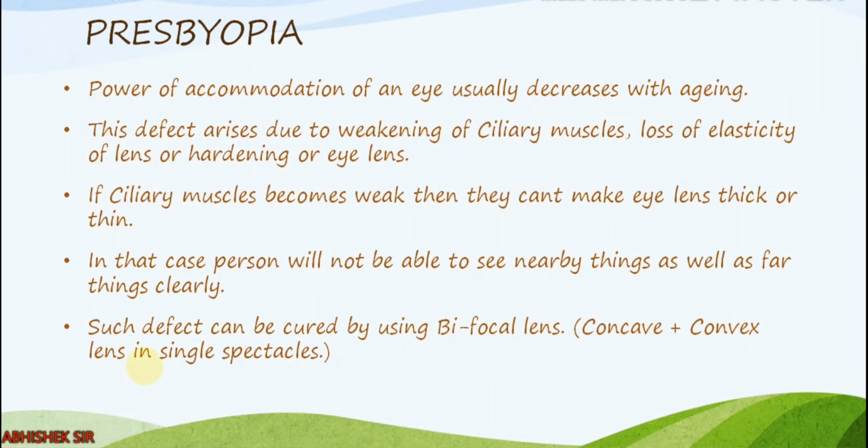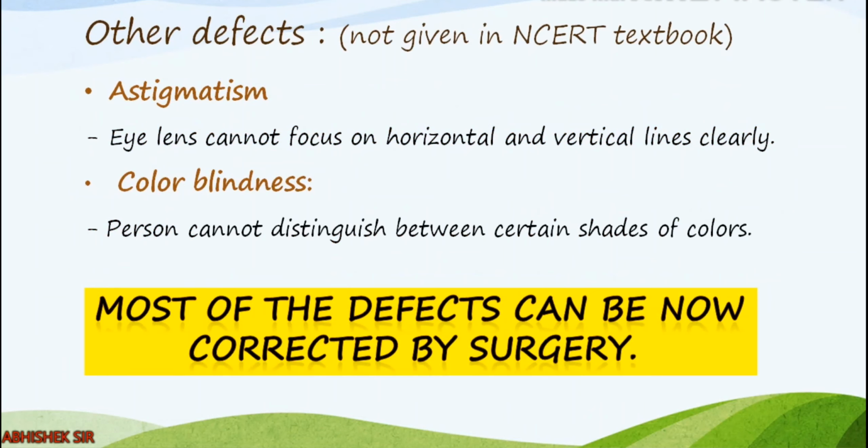Okay, why two focal lengths? Because in bifocal lens, concave and convex lens are there in a single frame. Okay, upper part concave, lower part convex. Now in some cases, when you see the spectacles of old age people, they might be using bifocal lens. Clear? So that will have concave as well as convex lens in single frame. Clear? So that is how you will be writing these points for presbyopia.